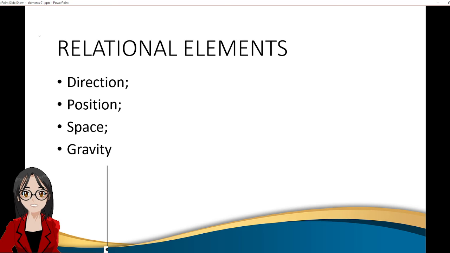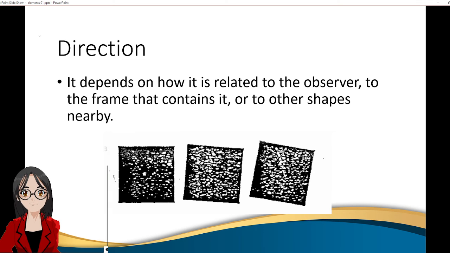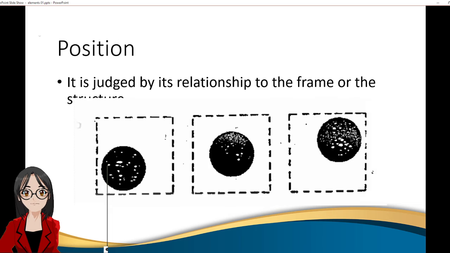And then, last in our topic is about relational elements. So, relational elements, we have directions, position, space, and gravity. In directions, it depends on how it's related to the observers, to the frame that contains it, or to other shapes nearby. And then, we have the position. It's judged by its relationship to the frame or the structure.